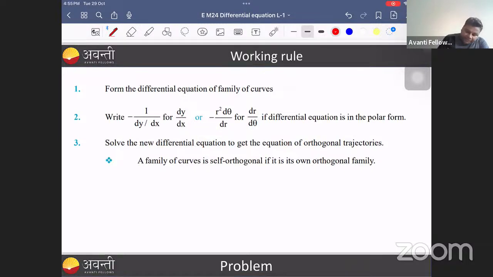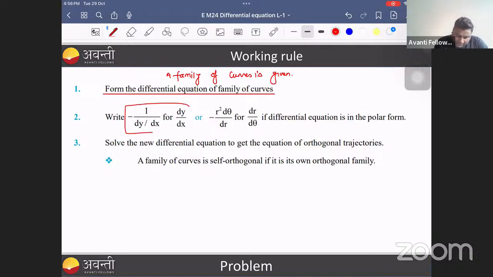First of all, a family of curves is given. Then form the differential equation of that family of curves. Now orthogonal means what? Perpendicular. So what is dy by dx? Basically slope. So perpendicular slope will be minus of dx upon dy. Got it? Now write dy by dx as minus of dx upon dy.